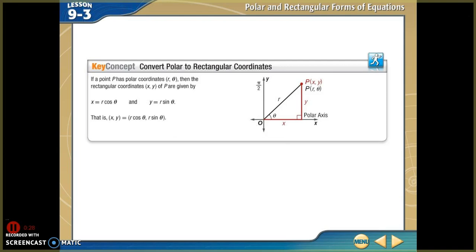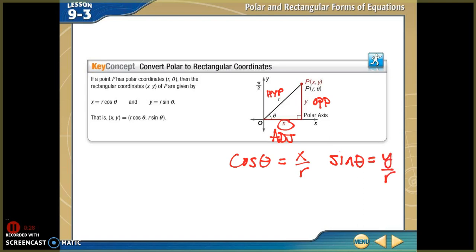If I'm looking for an x value in regards to theta, that's my adjacent piece, and y is the opposite piece, and r is my hypotenuse. So cosine of theta is adjacent over hypotenuse, x over r, and sine of theta is opposite over hypotenuse, y over r.